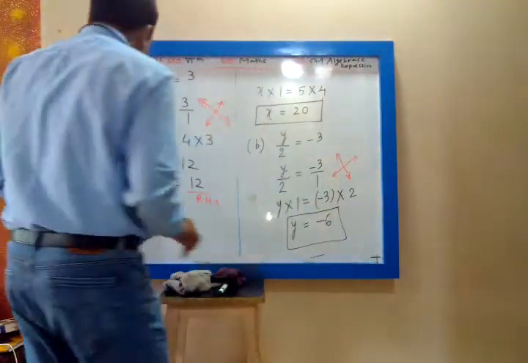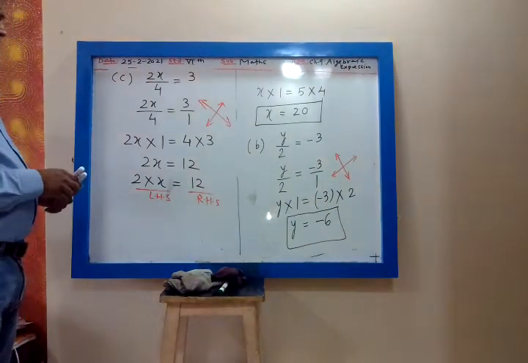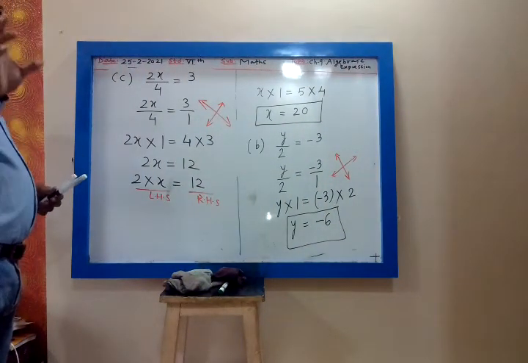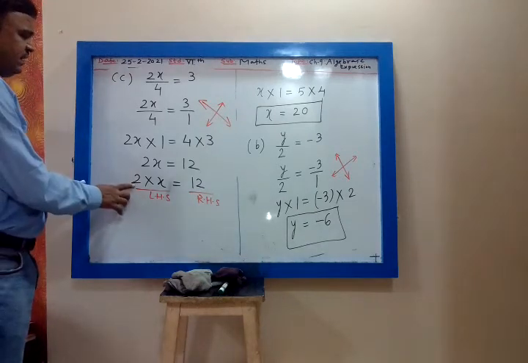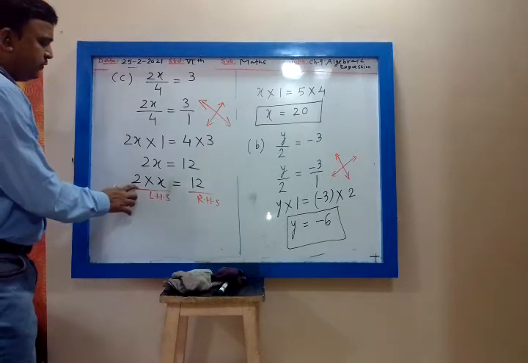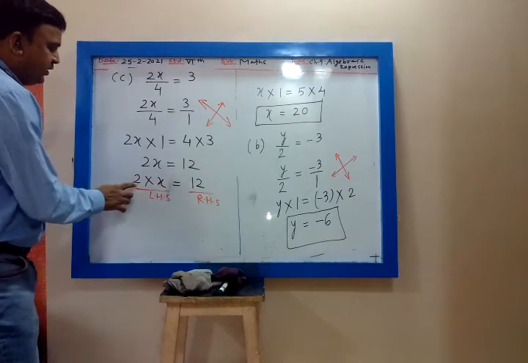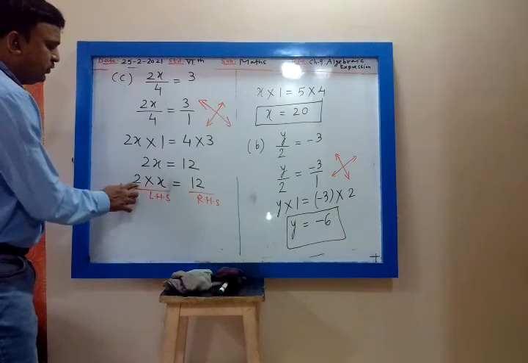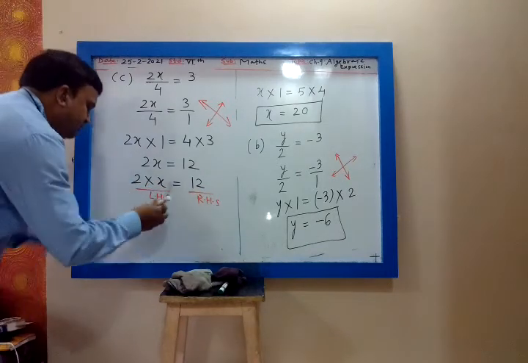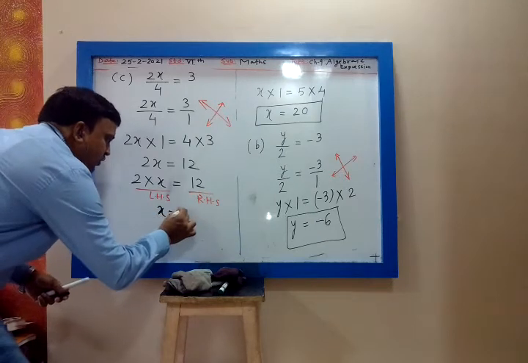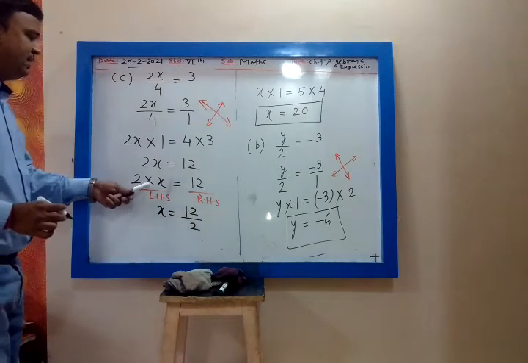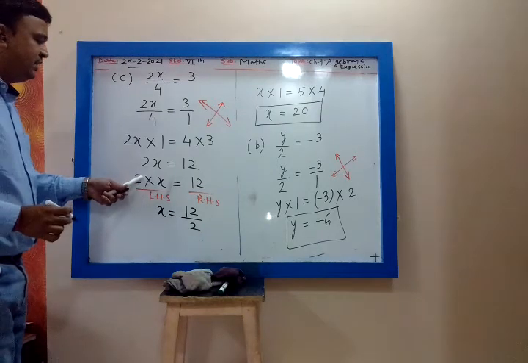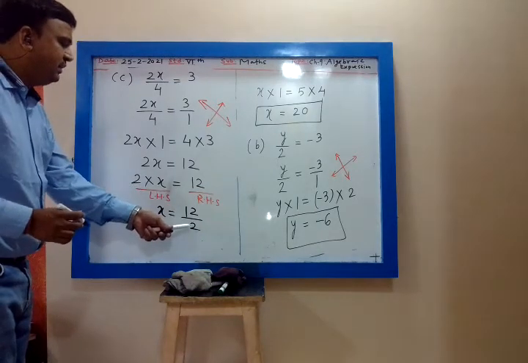Now 2 is there in the multiplication. So when we change the side of 2 from left hand side to right hand side, since 2 is there in the multiplication, 2 will go in the division. So you will get x is equal to 12 divided by 2. Whenever you change the side of 2, 2 will go in the division.